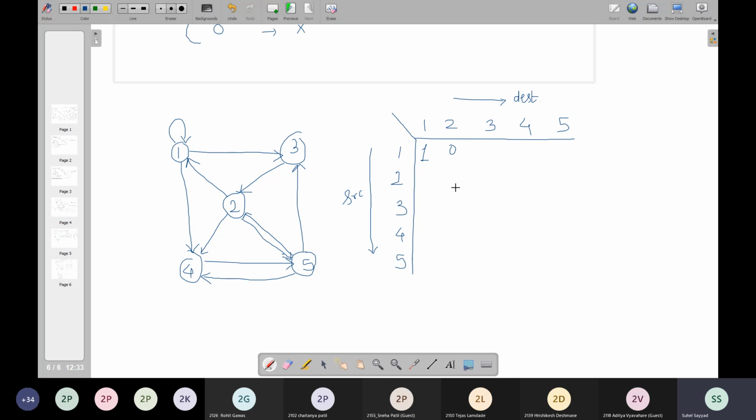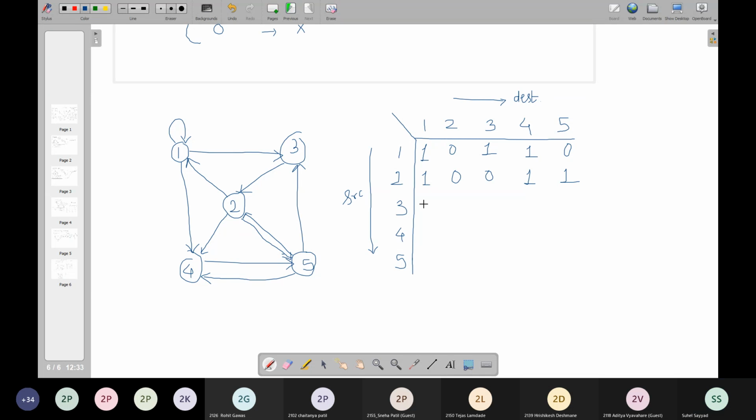So 1, 3 will be 1. 1, 4 is again 1. 1, 5 is 0. Did you get this? Now 2, 1 will have value 1 because I have an edge from 2 to 1. 2, 2, I don't have any edge. 2, 3, no, I don't have any edge. 2, 4, yes, we do have an edge. 2, 5, yes, we do have an edge.